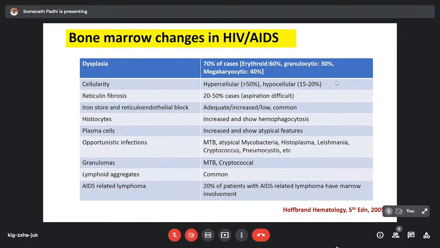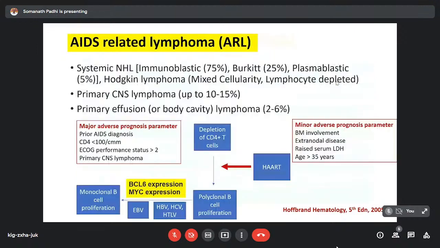Granulomas are common, but usually of cryptococcal or Mycobacterium tuberculosis origin. In the Indian context, we would always look for Mycobacterium tuberculosis. But whatever the cause of granulomas in the marrow, it has to be evaluated. Lymphoid aggregates are very common in marrow trephines of patients with HIV/AIDS, and of course there is AIDS-related lymphoma. 20% of patients with AIDS-related lymphoma have marrow involvement. So all these things summarize the bone marrow changes in a patient with HIV/AIDS.